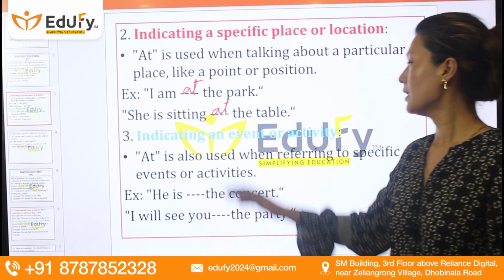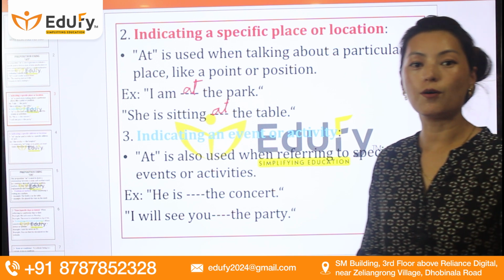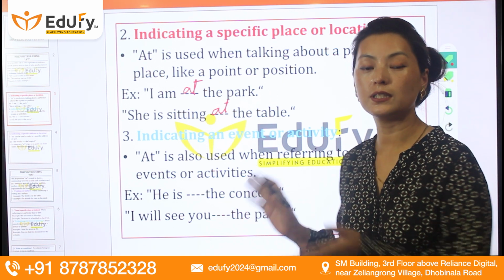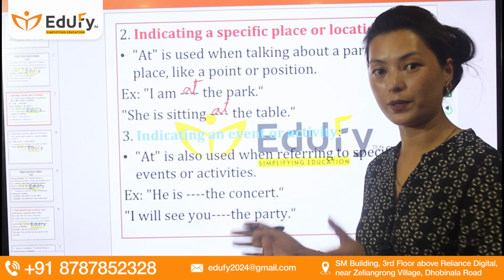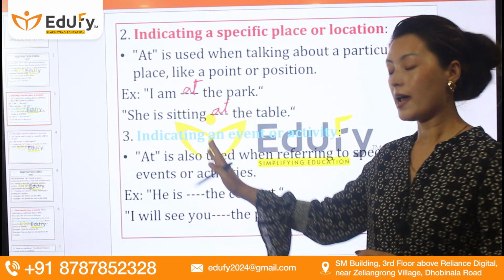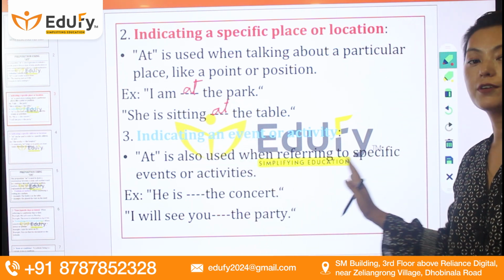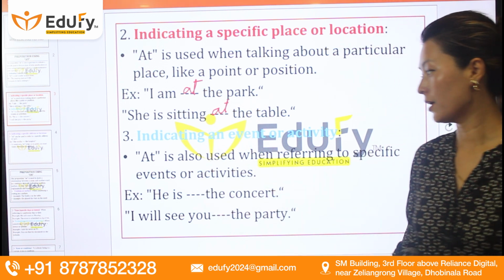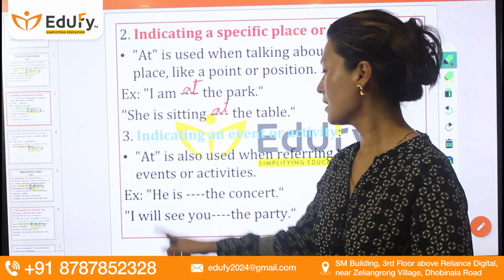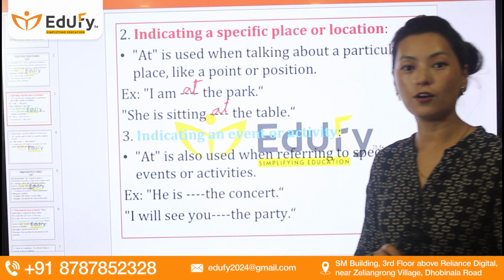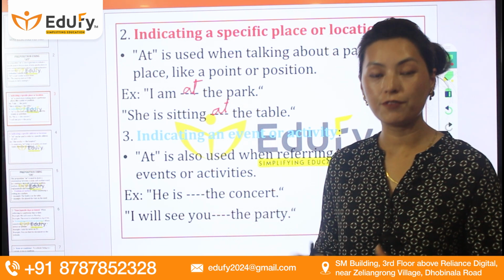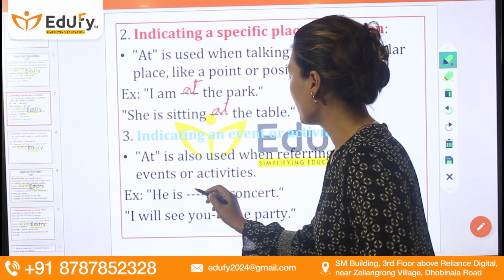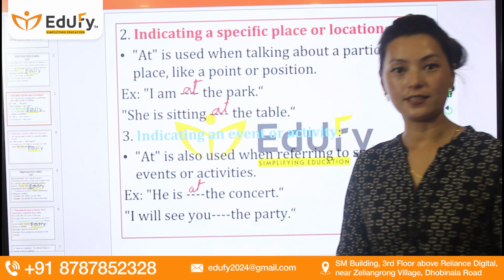The third point is it indicates an event or activity. This one is very important because a lot of times we don't see this covered in a lot of topics. So therefore, at is also used when referring to activities or events that are specific. For example, in a sentence, he is dash the concert. The concert is an event and we're pointing towards a specific event. So therefore, we will write the preposition at again.